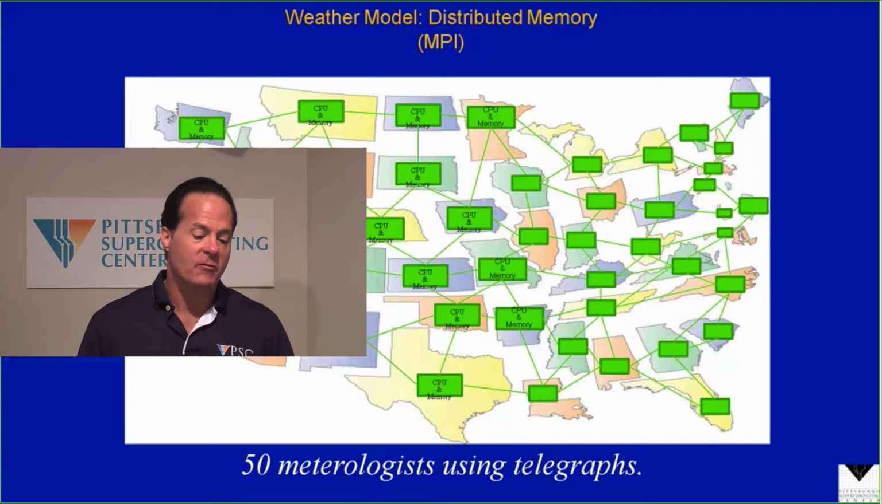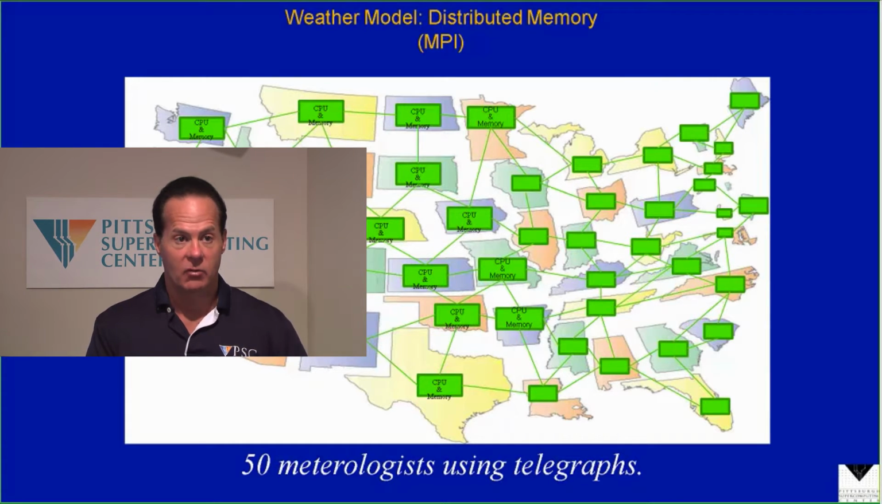And so now you've broken the weather map up into a bunch of, in this case here, we've broken it up into 50 different states. There's a CPU for each state. So it's running that same type of code, but only on its state. So we hope that it runs about 50 times faster.